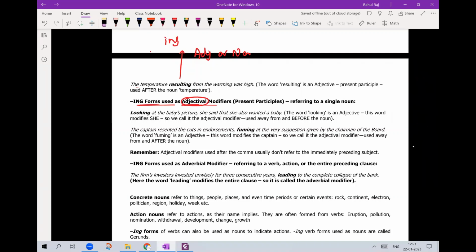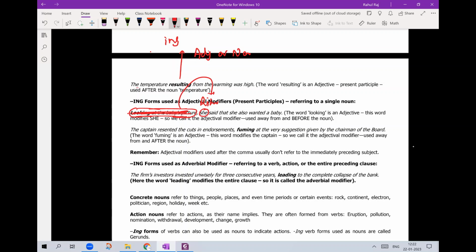Now, imagine I write this statement: looking at the baby's picture, she said that she also wanted a baby. You can't write she, you have to write some name. Let's say Ritu said that she wanted a baby. So what is looking at the baby's picture trying to do over here? Tell me. This is nothing but trying to describe Ritu. Even if you remove it and read the entire statement, Ritu said that she also wanted a baby, this is an absolutely perfect clause. It's a perfect statement. I hope it's clear.